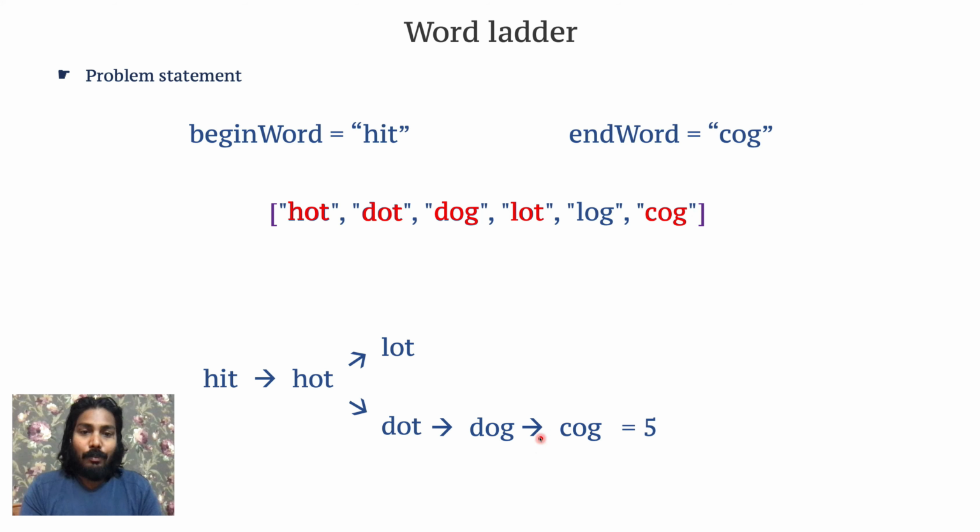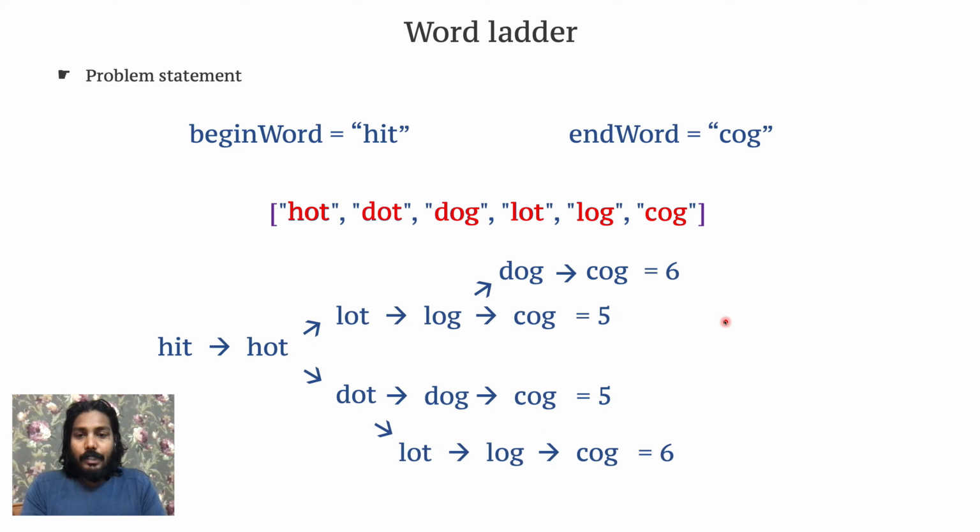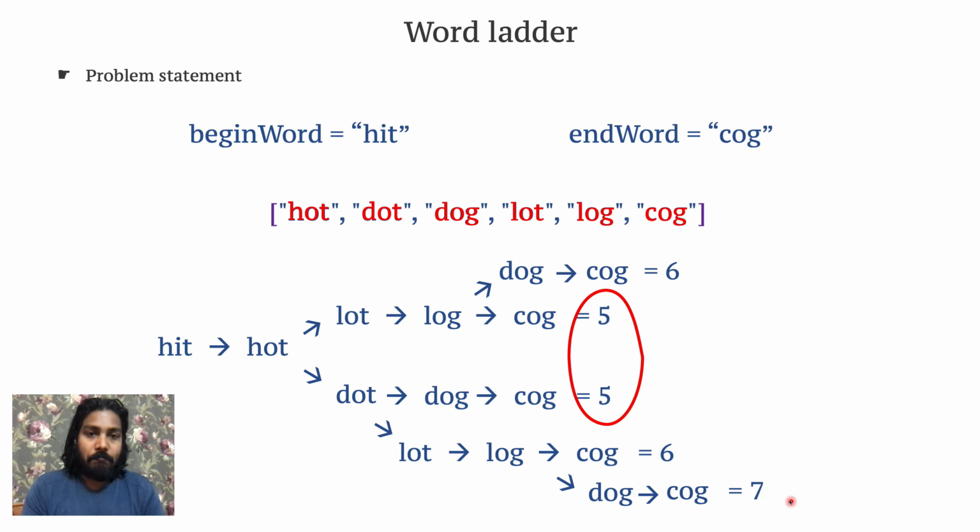Likewise, we have multiple solutions. For example, if we move along this path, we have the word lot and then log directly. This solution also consists of 5 words. There are many solutions. Log can go to dog and then again to cog, which leads to 6, a longer distance that we are not interested in. Among all these solutions, we have to pick up the minimum length.